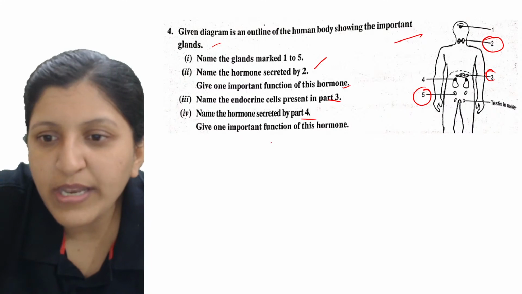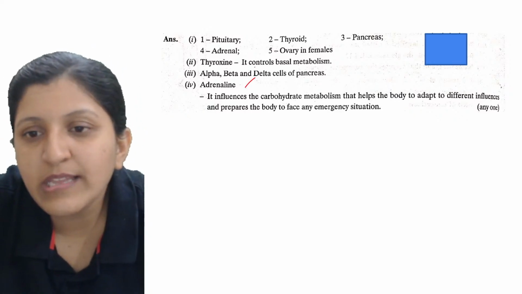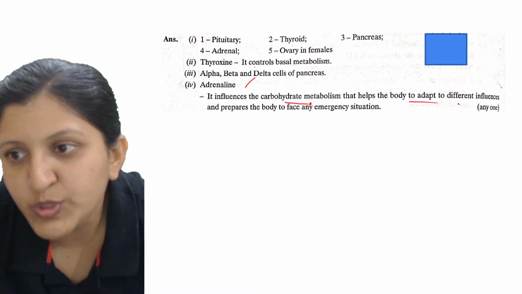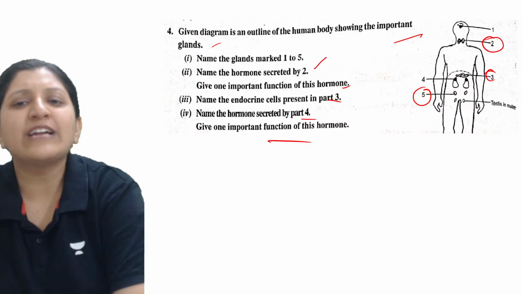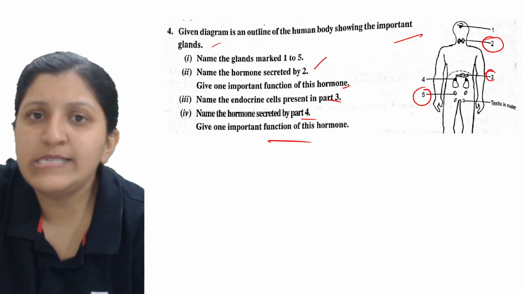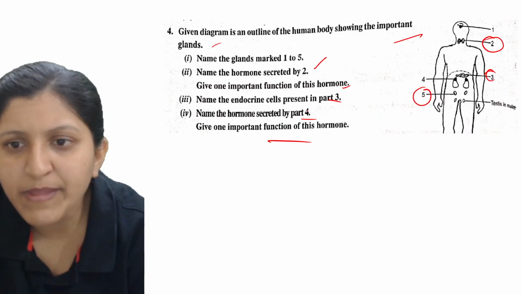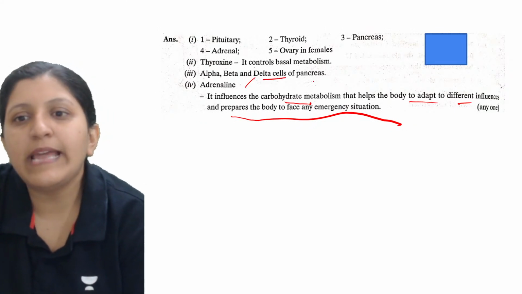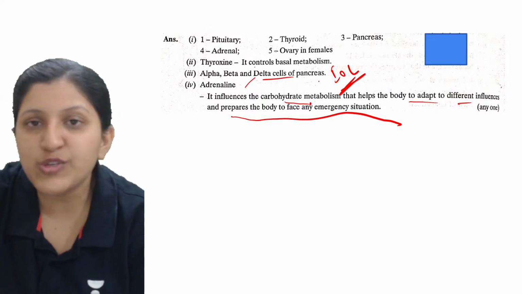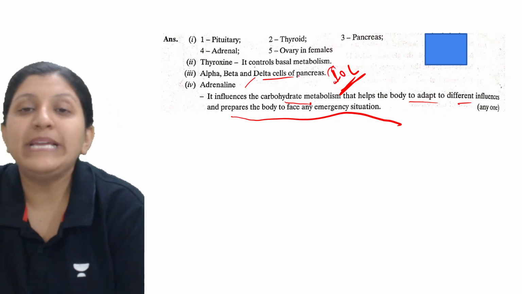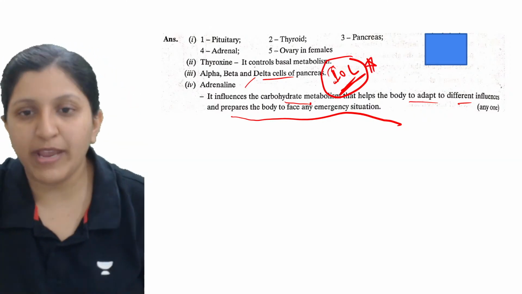Give one important function of this hormone. They are asking about the emergency hormone, adrenaline. It influences carbohydrate metabolism, helps the body adapt to different influences and prepares the body to face any emergency situation. So it is going to act on different parts of your body. The third question was about the endocrine cells present, so that is the alpha, beta and delta cells of the islets of Langerhans. It's not just alpha, beta and delta cells of the pancreas. You need to clearly mention the alpha, beta and delta cells of the islets of Langerhans of the pancreas.